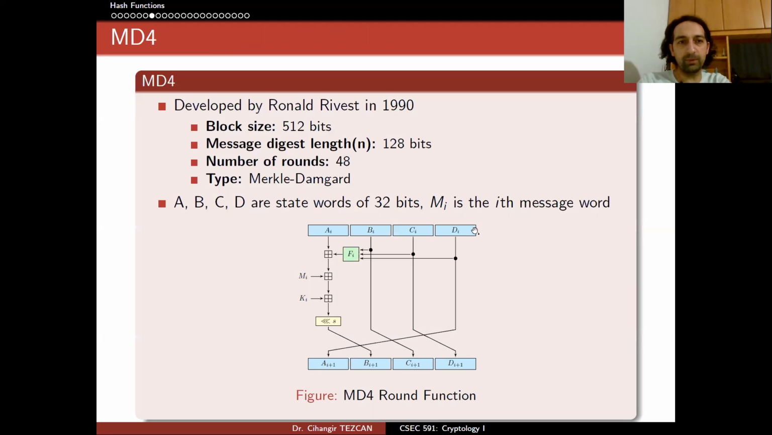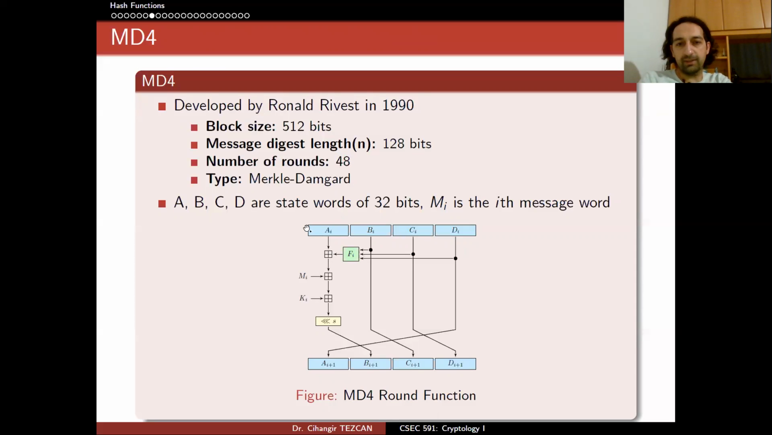Let's see an example with MD4. This was developed by Ronald Rivest in 1990. Block size is 512 bits. The output length, which is the message digest length, is 128 bits. Number of rounds is 48. So this is the picture of one round. Imagine that you have this picture 48 times.